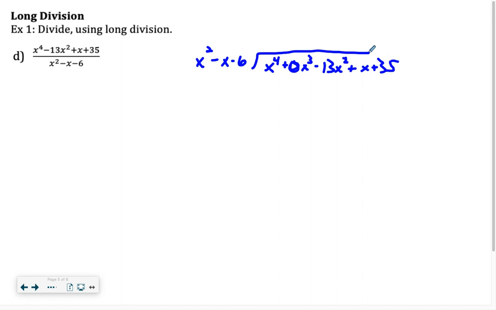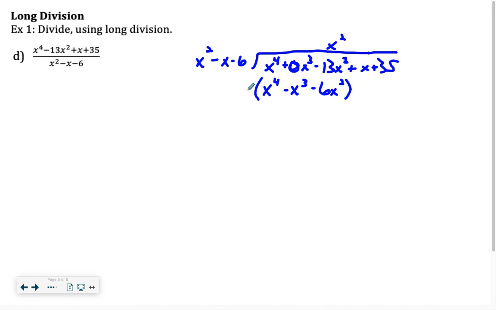But now the process that we just went through is going to remain the same. So I want to look at my first term here and see what I need to multiply by to get the first term in here. Well, x squared times x squared would get me x to the 4th. Then take x squared and multiply it by every term in the divisor. So x squared times x squared would be x to the 4th. X squared times negative x would be negative x cubed. And x squared times negative 6 would be negative 6x squared.